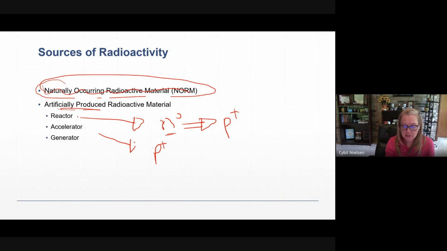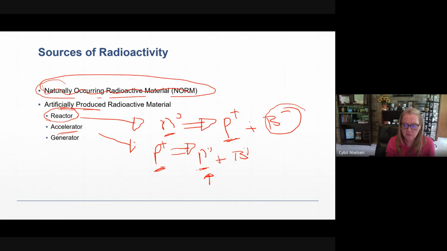Now, since this side is neutral and this side is positive, the only way to make this side neutral is to add something negative, which is a beta negative. So that means that things that are commercially produced in a reactor are going to decay by beta negative. Now, in an accelerator, I'm going to add a proton. And so a proton is going to turn into a neutron. This side's positive, this side's neutral. In order to make this side neutral, I need something positive. So that's beta positive. So things made in an accelerator are going to decay by beta positive.